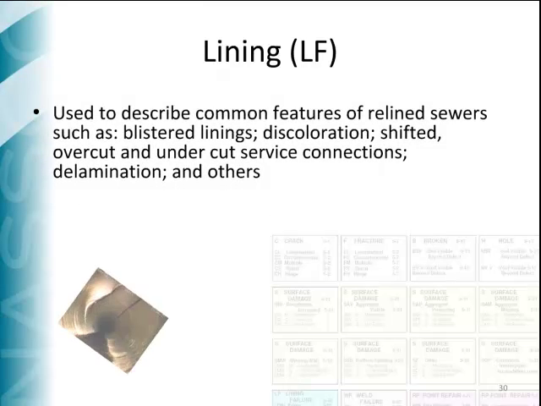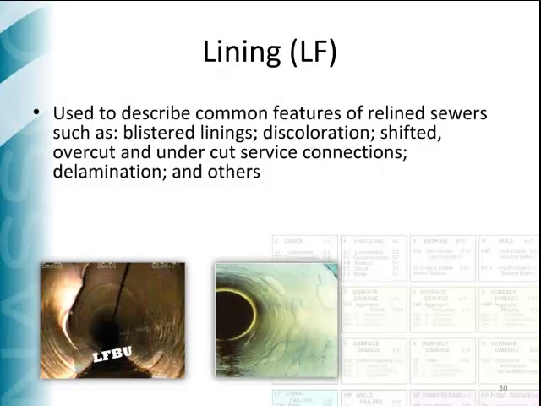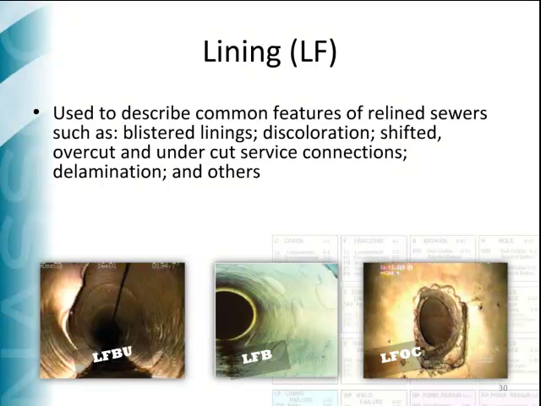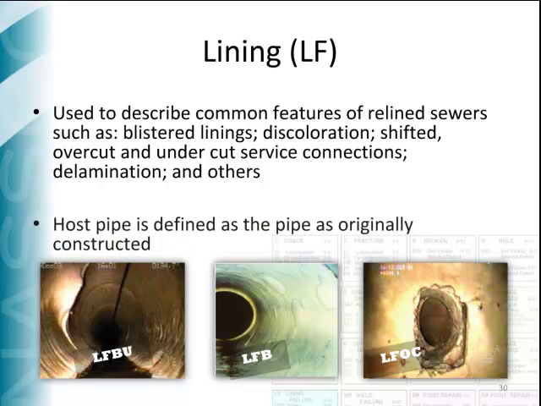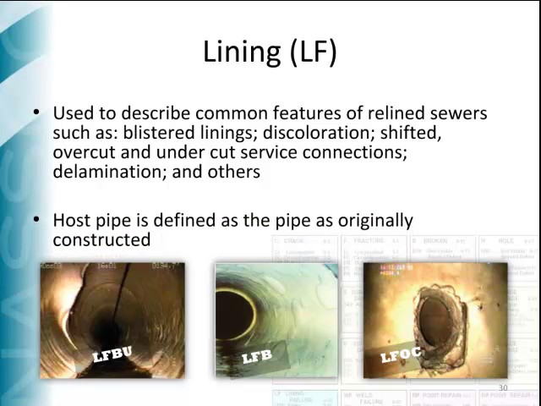Defects in lined sewers are recorded using the lining defects code in the structural defects family. Defects such as discoloration, shifts, overcuts, undercuts, delamination, and others can be coded. For these codes, remember that the host pipe is defined as the pipe as originally constructed. See some examples of a buckled lining, a blistered lining, and an overcut surface at the bottom of this slide.